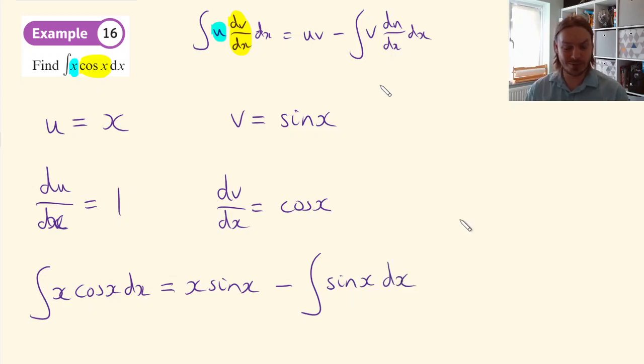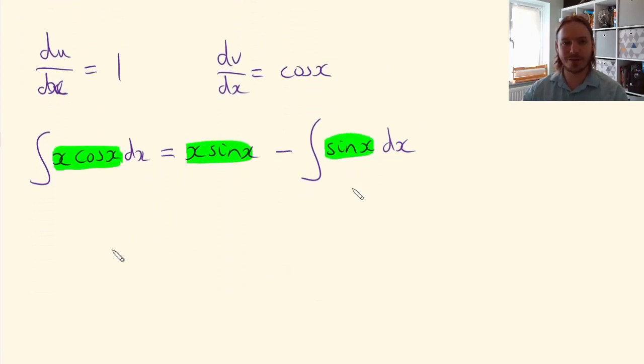And you can see what's happened here. We've gone from an integral where we had a product of x and cosine x to a neat tidy bit that doesn't need integrating, it just is. Take away the integral of sine x, and the integral of sine x is a thing that we can do. It's one of our standard integrals. We know that the integral of sine x is negative cos x.